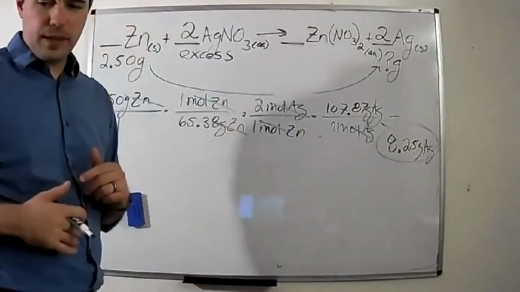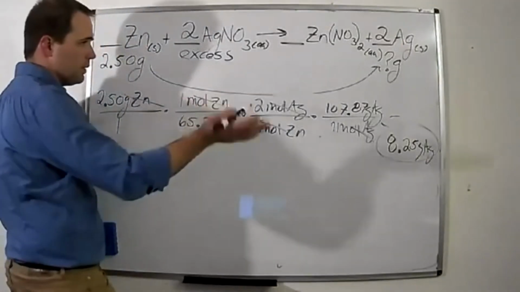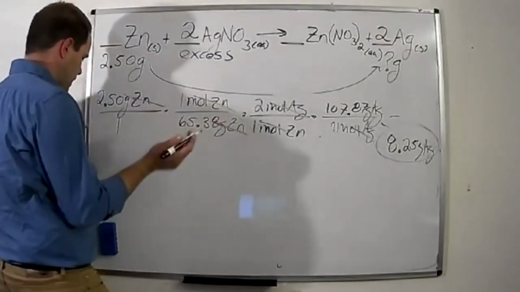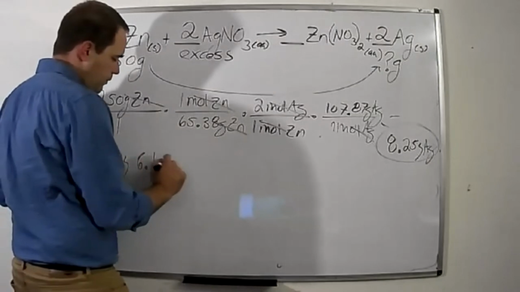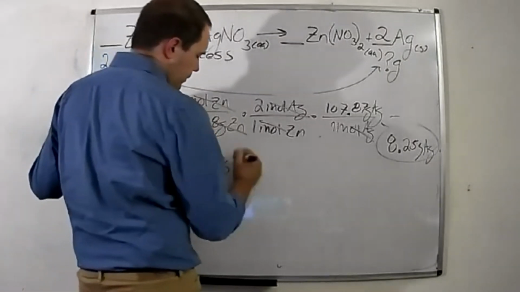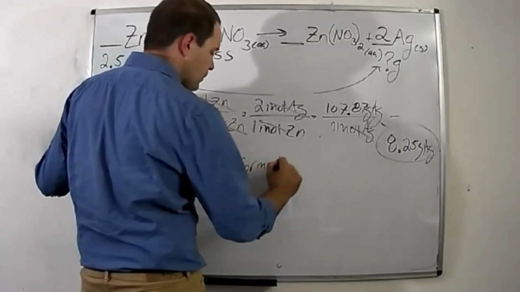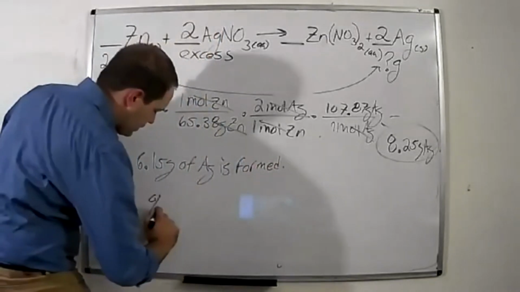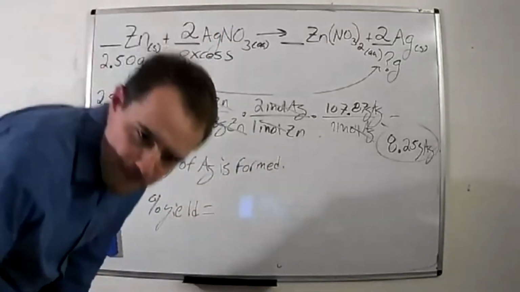Very good. Real quick, let's get a percent error here before we take a break. Let's say you do this. And let's say only 6.15 grams of silver is formed. I would like you to calculate a percent yield for this reaction. Go ahead.